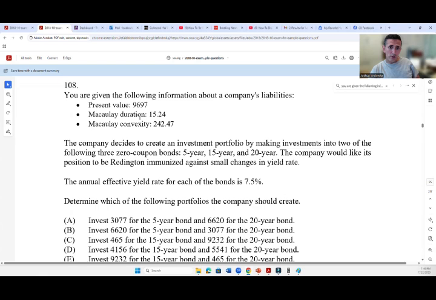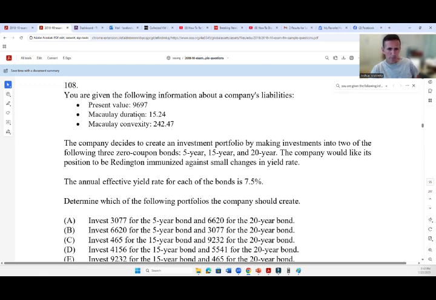So you want to do Redington immunization. The yield rate for everything is 7.5. I guess they technically don't tell you what the yield rate is for liabilities, but you're not given any other piece of information, so you have to assume it is 7.5.